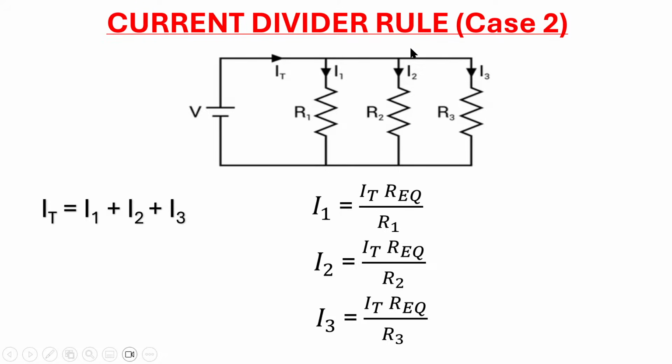With that, you are able to calculate the current flowing in R1. Also, to get the current flowing through R2, we take I2 equals I total, the total current flowing in the circuit, multiplied by the equivalent resistance. Then we divide it by the resistance of R2. We continue the process until we have calculated all the currents in each of the branches.